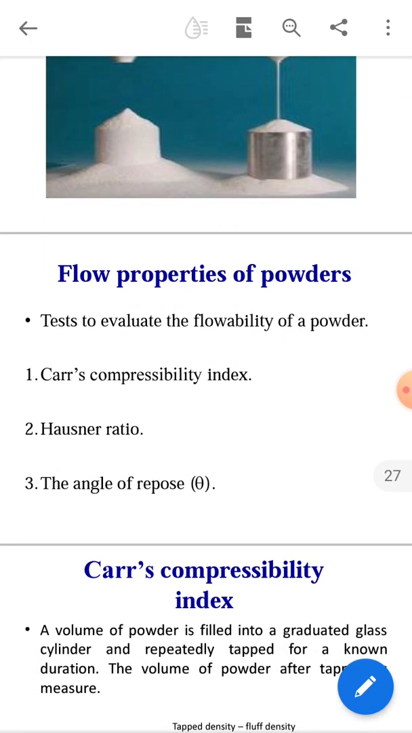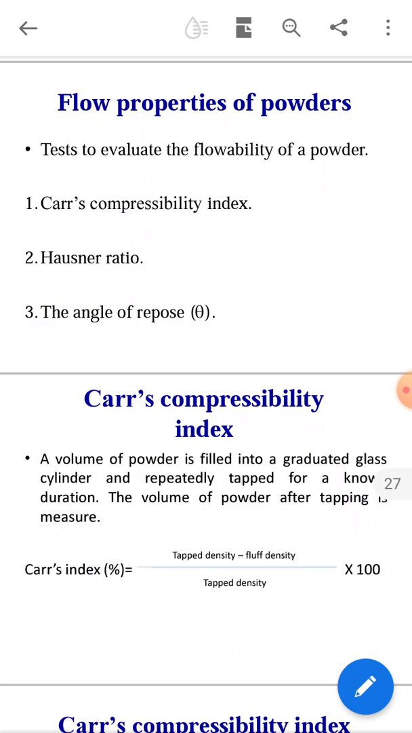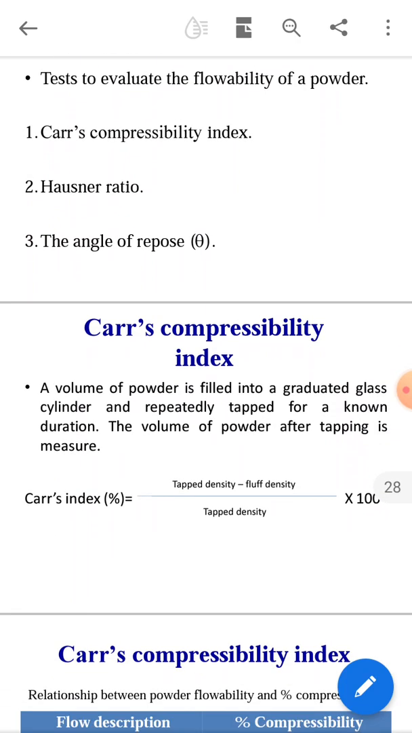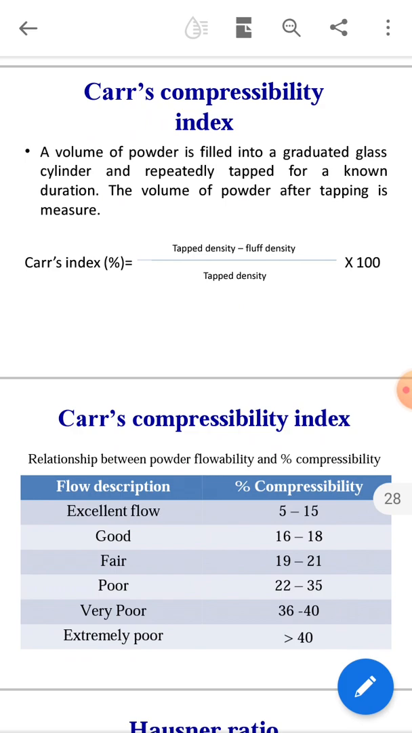So different methods are there for determining the flow properties. First is Carr's compressibility index, Hausner ratio, and angle of repose. The first two methods you determine from the true density and bulk density, which you have already performed in your laboratory, and I have already said that in previous classes. So after determining bulk density and tap density, you can easily calculate the Carr's index.